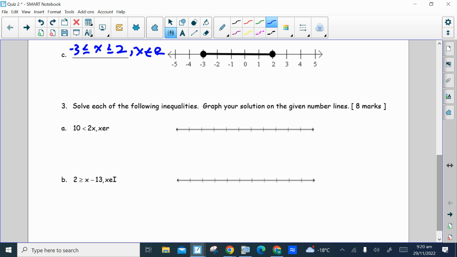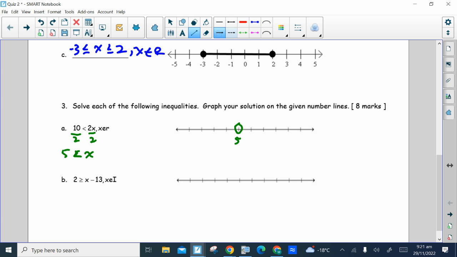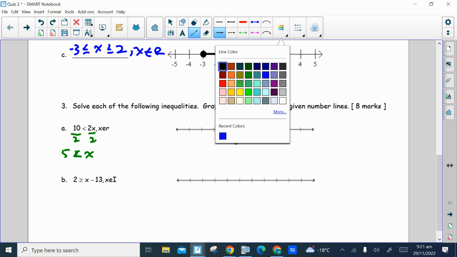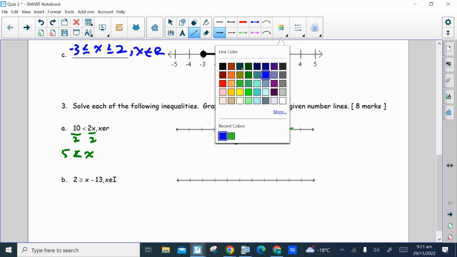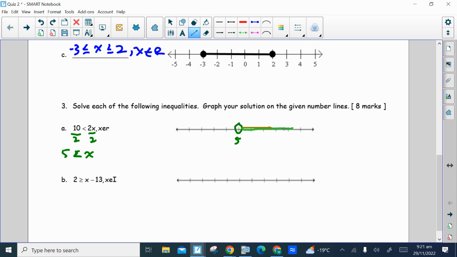Number 3, solve the inequality, graph a solution on the number line. Question A, you just simply divide both sides by 2. The inequality does not reverse, and if you read from the x, it says x is greater than 5, meaning not equal to 5, so we have an open dot on 5, and it goes off to the right with a line because it's real numbers. Try that again. There we go.